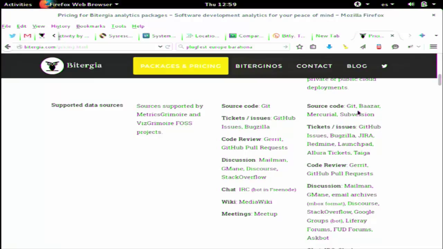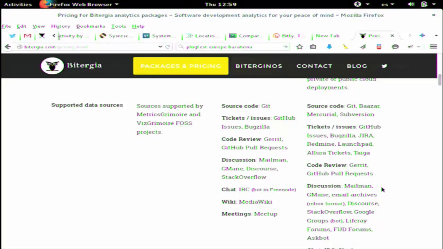For source code, we have Git. Through Git, we can support Bazaar, Mercurial, and we also have native support for Subversion, and probably CVS, but we didn't test it for years. For tickets, we have GitHub issues, Bugzilla, Jira, Redmine, Launchpad, Allura, Taiga, and maybe something else. For code review, Gerrit and GitHub pull requests.